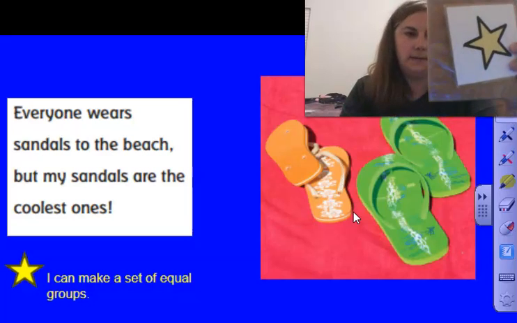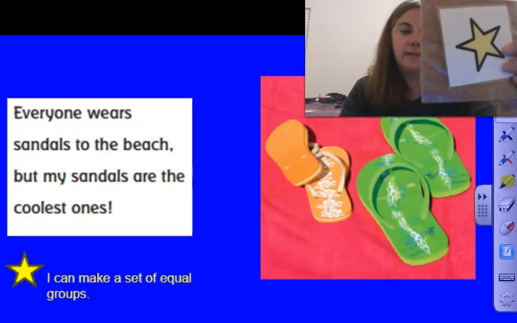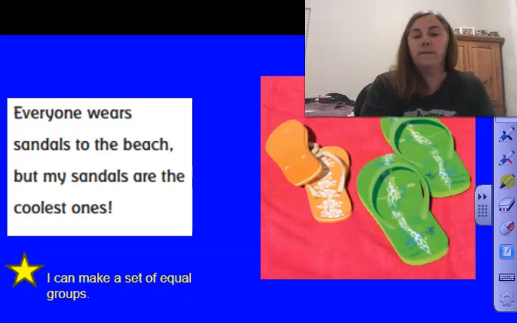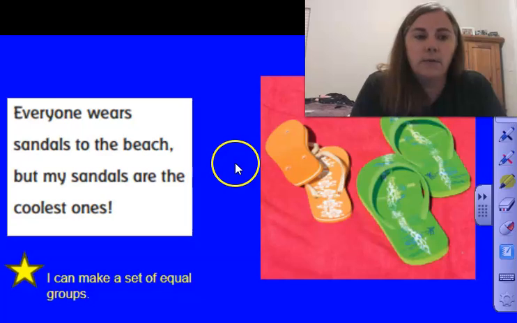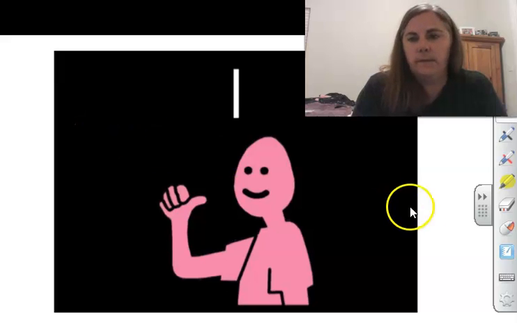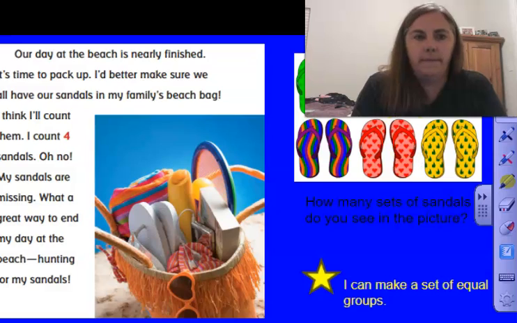All right, let's read. I can make a set of equal groups. Remember, our flip-flops in this page are our equal groups. So there's another core word. Again, if you have your core vocabulary, see if you can find it too. Let's keep moving. Our day at the beach is nearly finished. It's time to pack up.